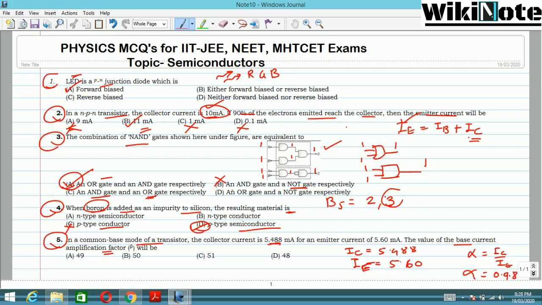And for beta, what I have to do now? We know the formula beta is equal to alpha upon 1 minus alpha, and if you put these values over here, you will get 0.98 divided by 1 minus 0.98. So this is going to be 0.98 divided by 0.02, and if you solve this, you will get the answer as 49.